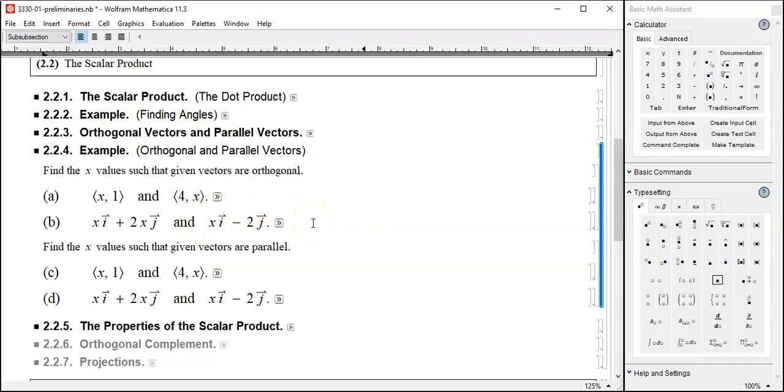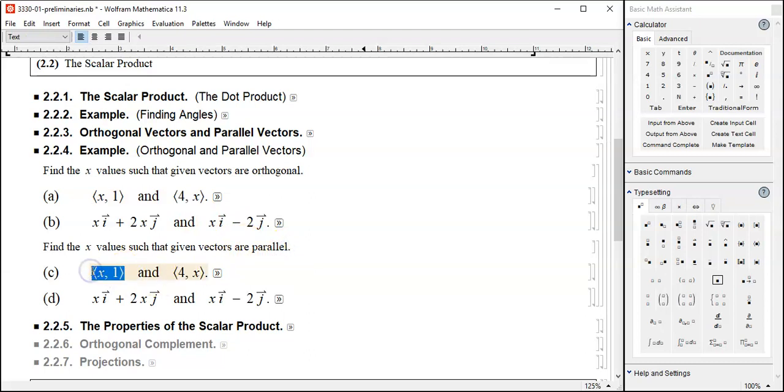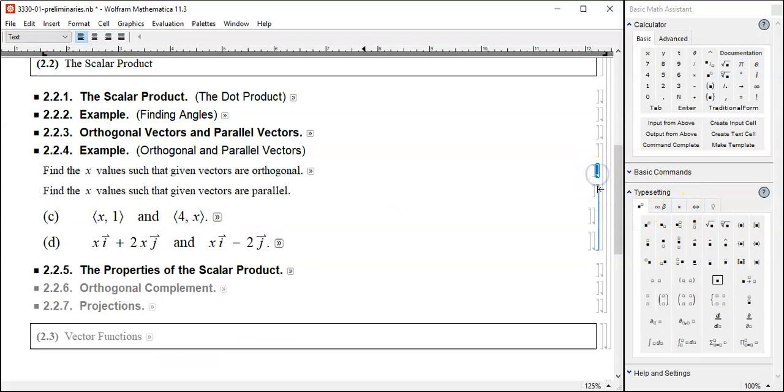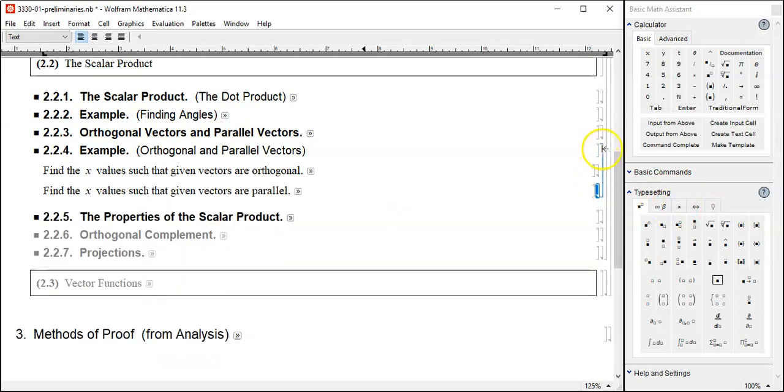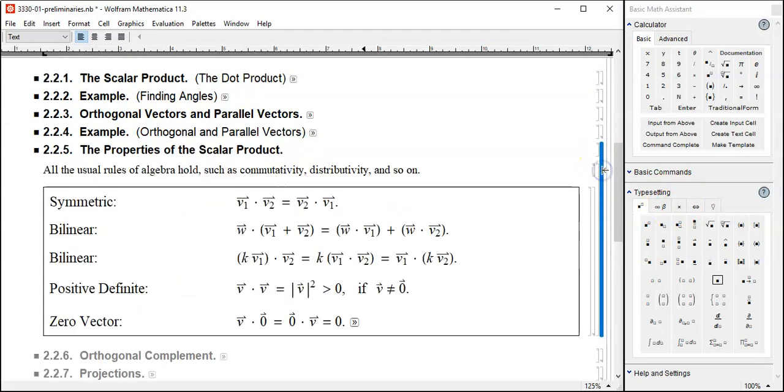Nice exercise. See if these two are orthogonal. So take the dot product between this one and that one, set it equal to 0, and find out x. Parallel, this one is constant times that one, and then solve for x. Or take the dot product and set it equal to 1 or -1, and then find out x value. In any case, you can do it. The detail is left to the students. After all, this is 3000 level course.